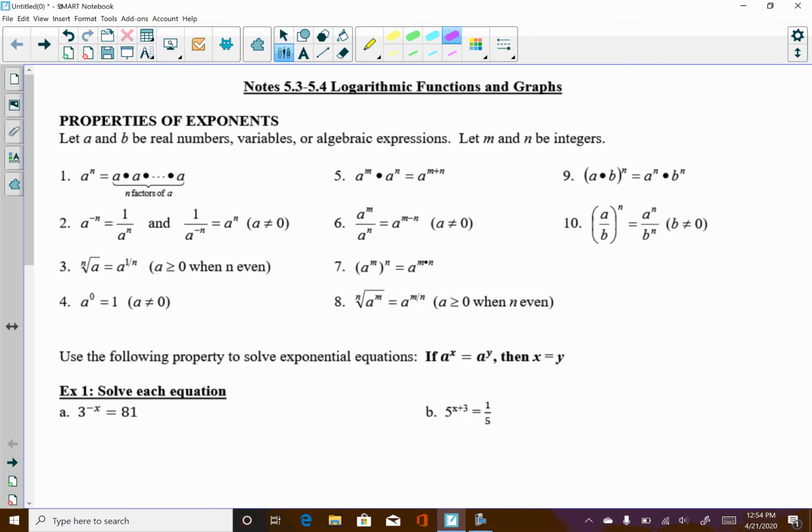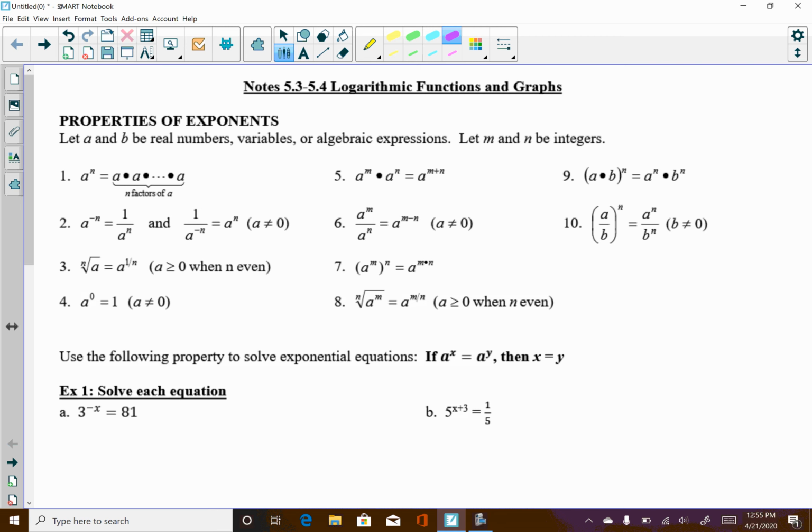Okay, so in this particular video, we're going to look at section 5.3 and 5.4 together, logarithmic functions and their graphs. You will notice in this particular video and from moving forward that I should be able to show you the steps associated with these functions as opposed to just talking through. So hopefully that will be more beneficial for you.